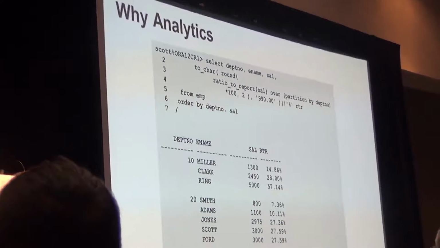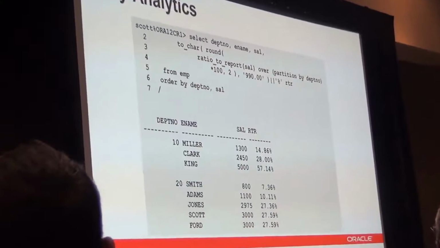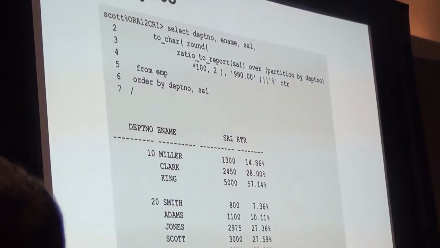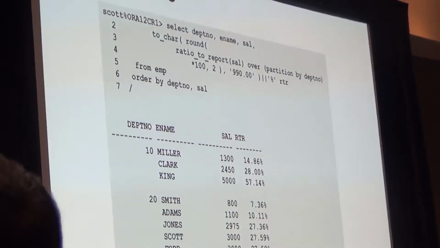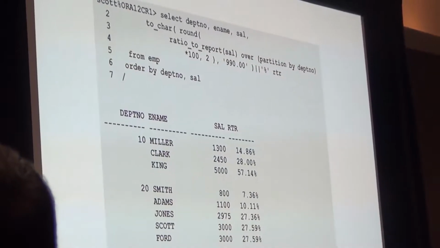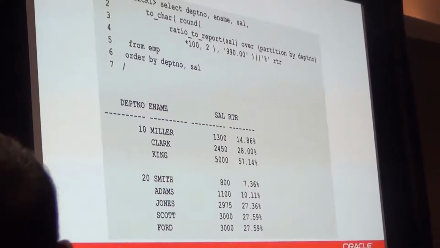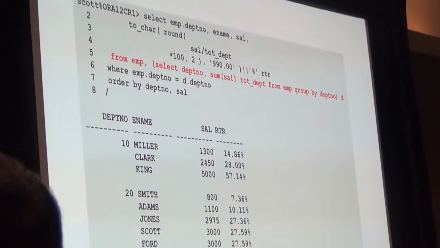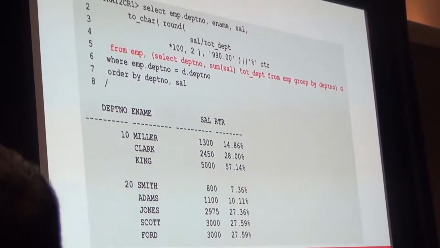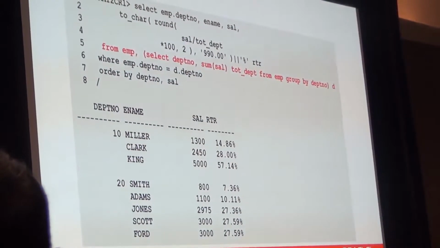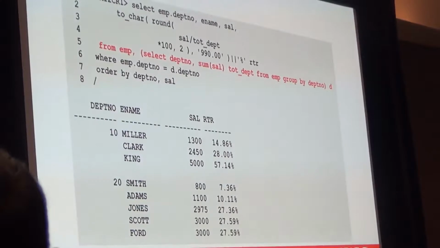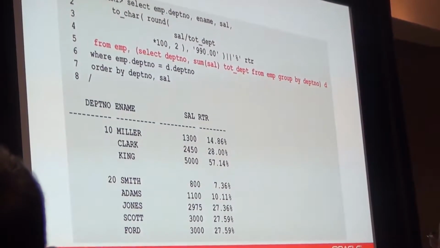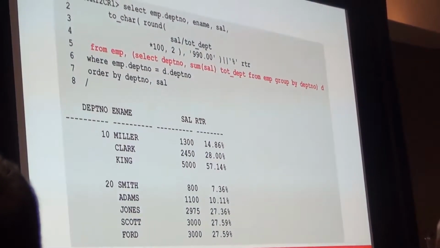Here's another one, using a ratio to report. See how easy it is to show any individual salary as a percentage of the total department salary. I just use this ratio to report function. I could do this in standard SQL. So for example, this is an approach many developers would take. If I wanted to get a percentage of a given row's salary with respect to its department, I would run two queries in effect. First, I get the salaries aggregated to the department level, then I join that back to the detailed information by department number.